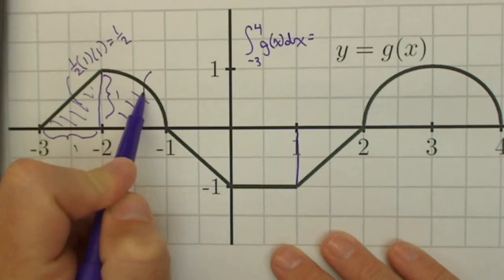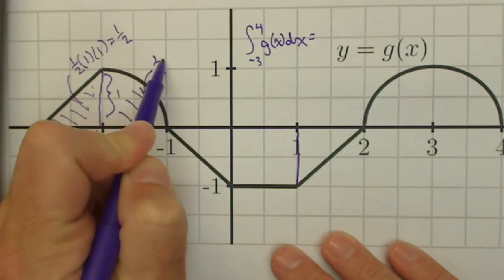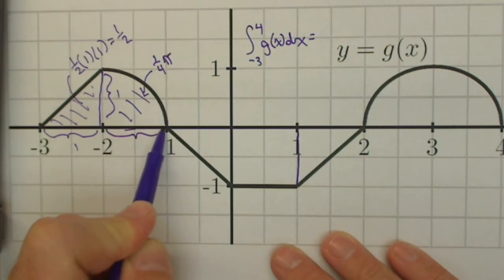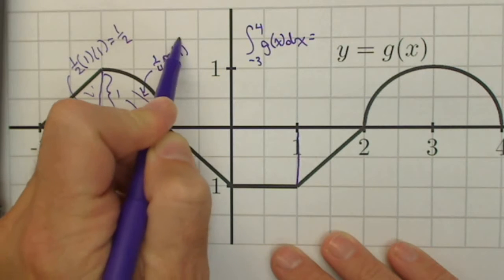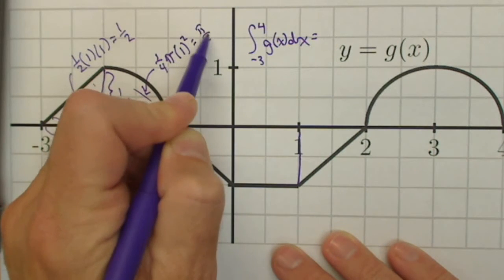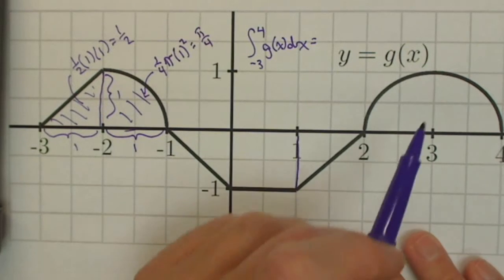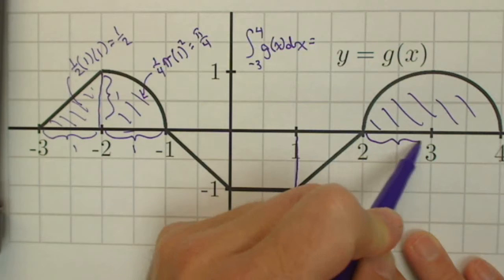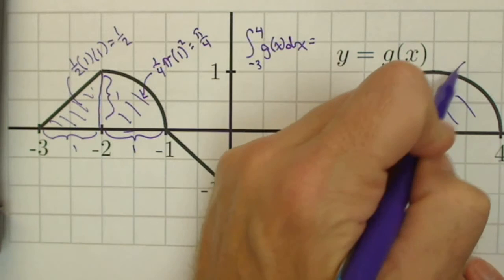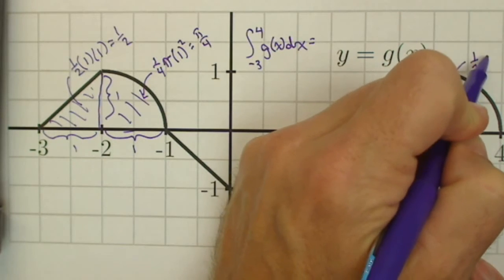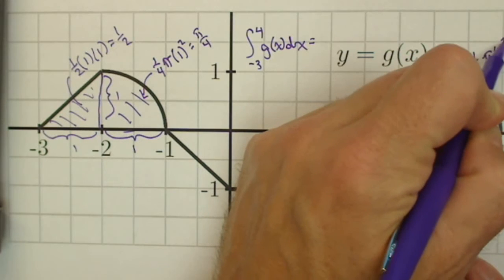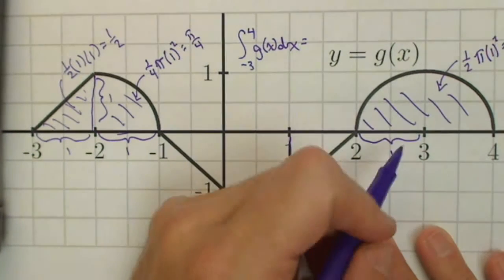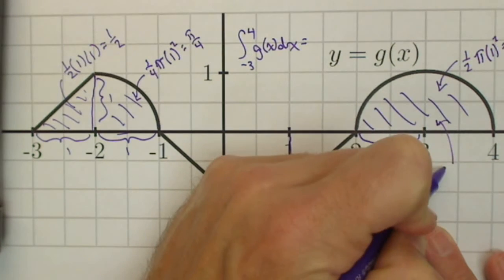Now, we have a quarter circle here, so that's a fourth of the area of a circle, so pi times the radius right here of 1 unit, 1 squared, or pi over 4. Okay, we're going to do the last positive one. So right here, again, we have half a circle with a radius of 1. So this area is half of a circle, pi times 1 squared, or pi over 2. Let's write that where you can see it. So pi over 2.